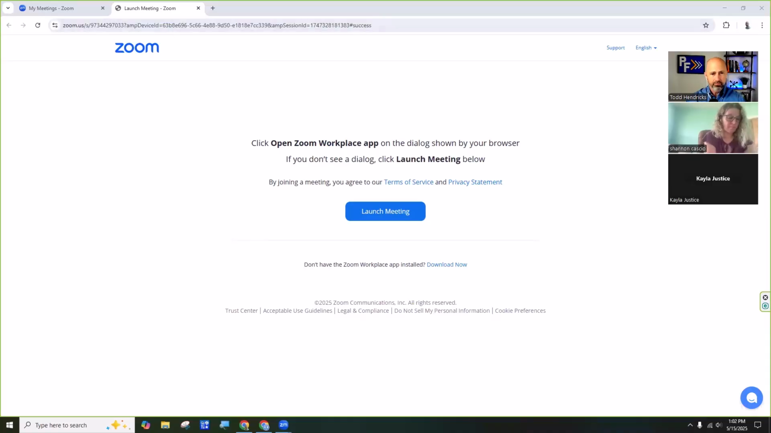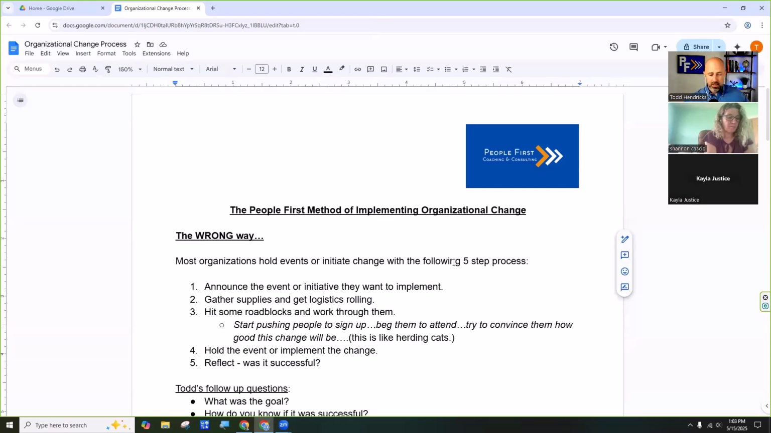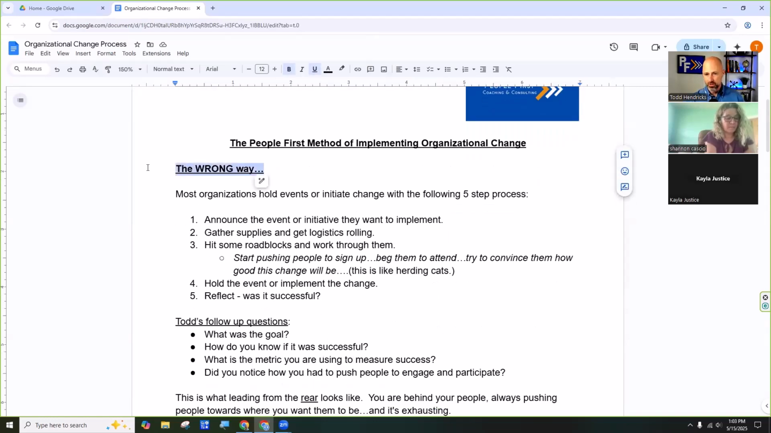I am going to actually share my screen here with all of you so you can see exactly what we're talking about. There we go. Let me go back up to the top here. And this is, I call it the people first method of implementing organizational change. It's just what I do. I'm people first. So let's start with what it doesn't look like. Let's start with the wrong way to do something.